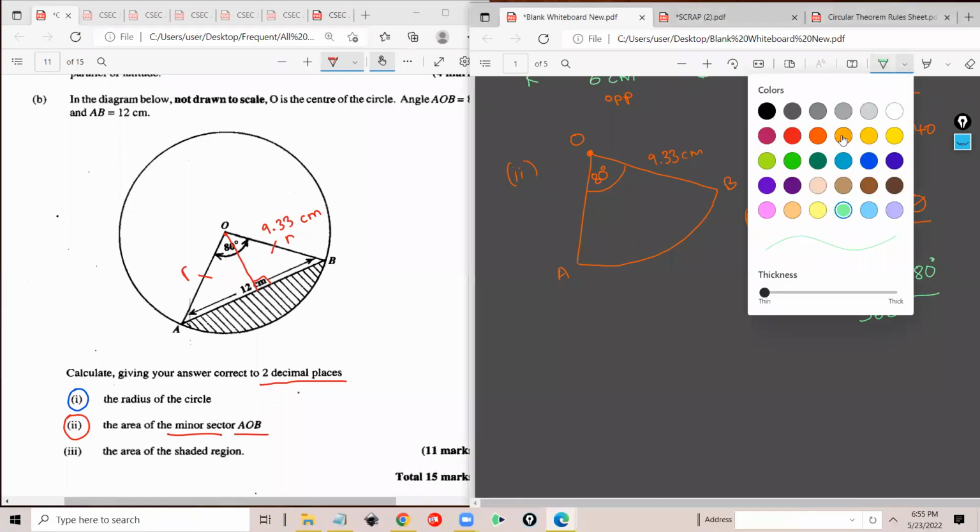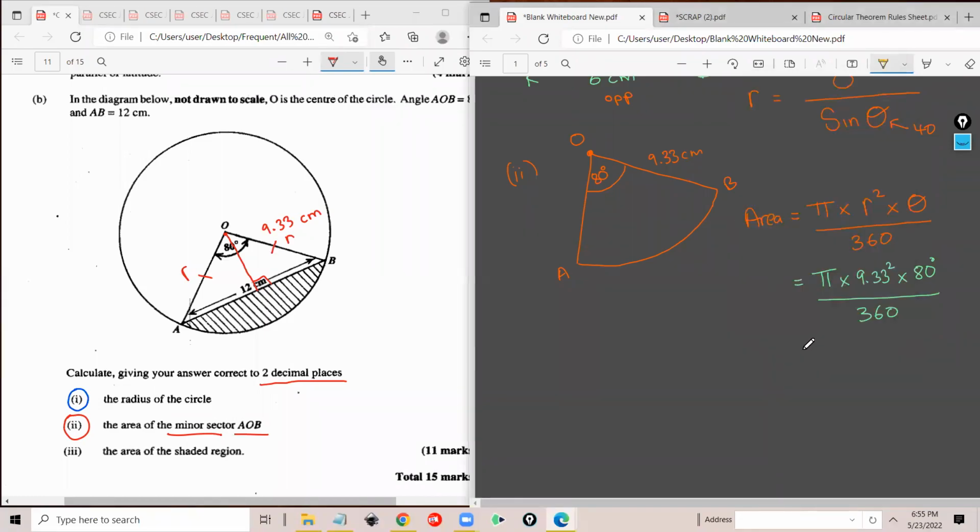When I worked it out, I got this. Area is, try it again. If you forgot the squared button here, I'm pretty sure about that. The answer is 60.77 centimeters squared.